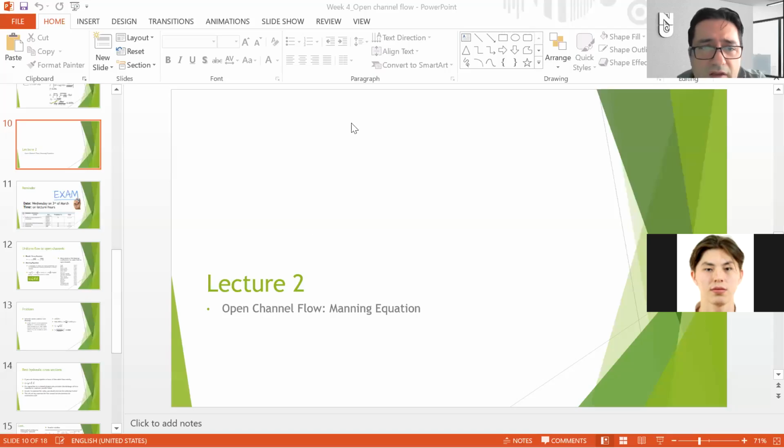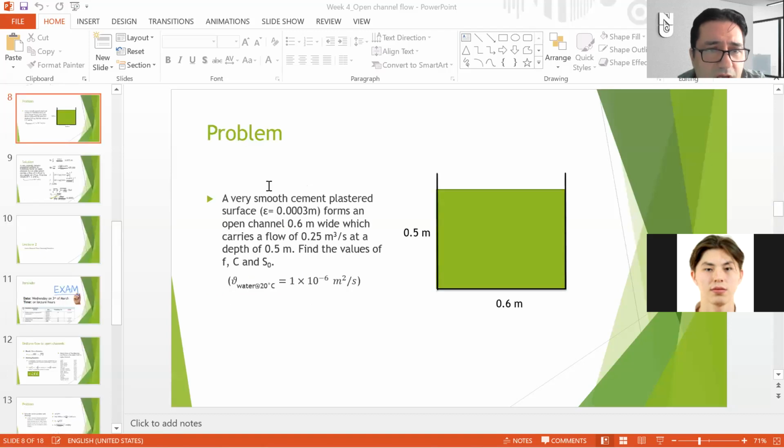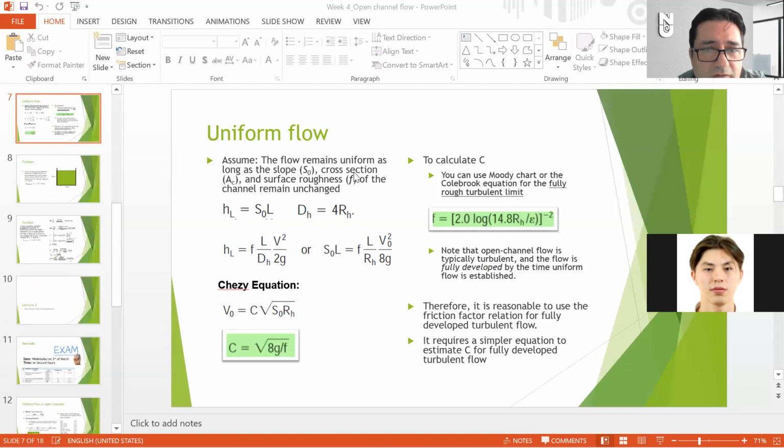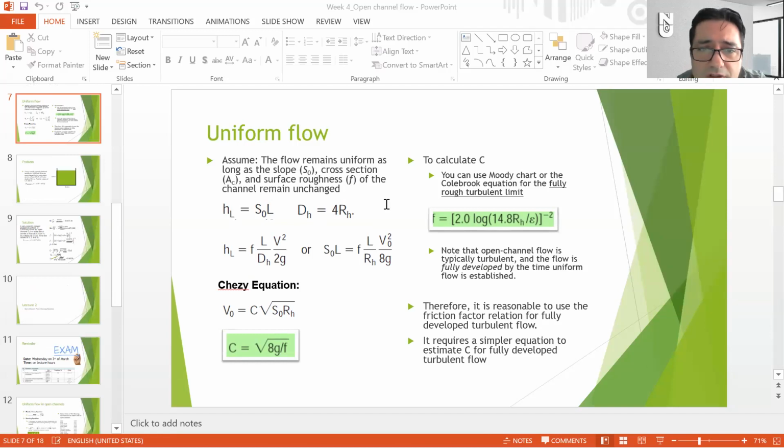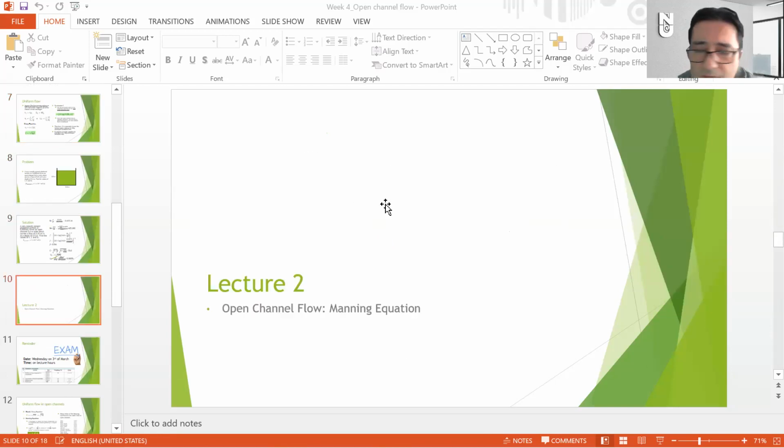Okay, guys. Now this is the second lecture of the week. As you remember, I just started open channel flow, and I also introduced how we apply the Chezy equation to calculate or design an open channel flow by assuming uniform flow. Okay, so today in this lecture, I'm going to introduce two important topics.